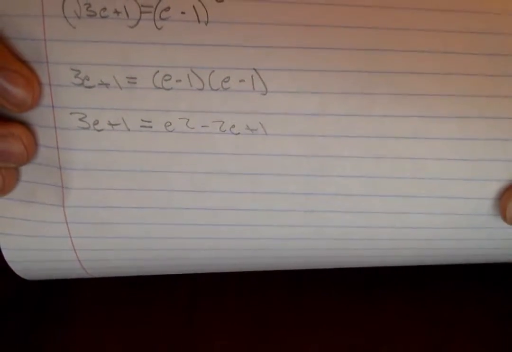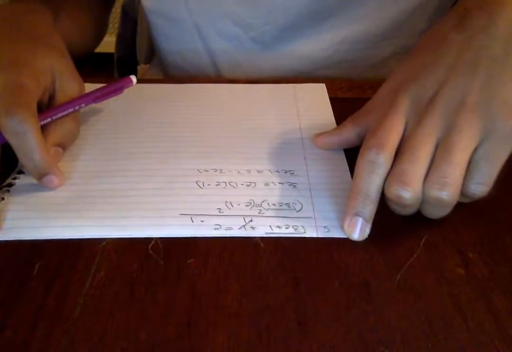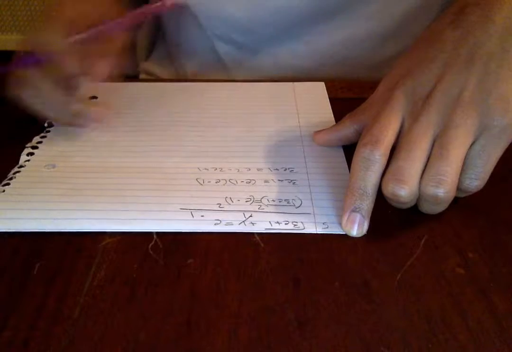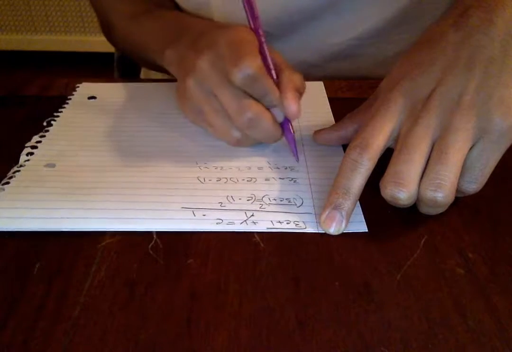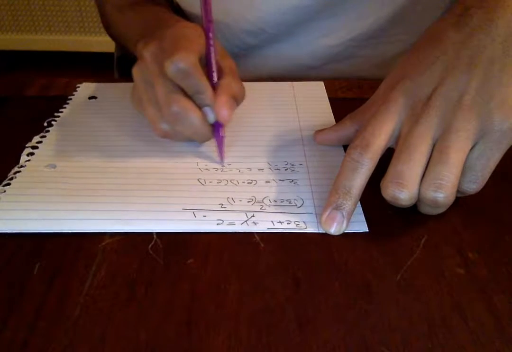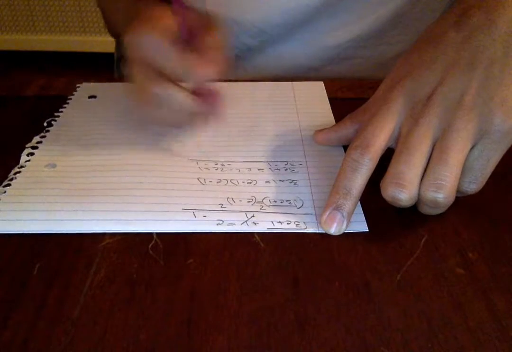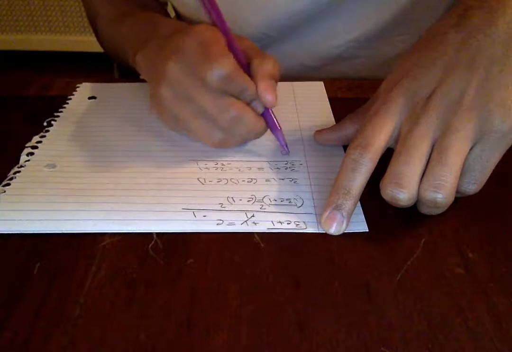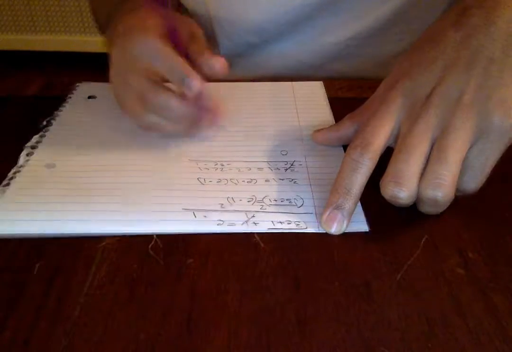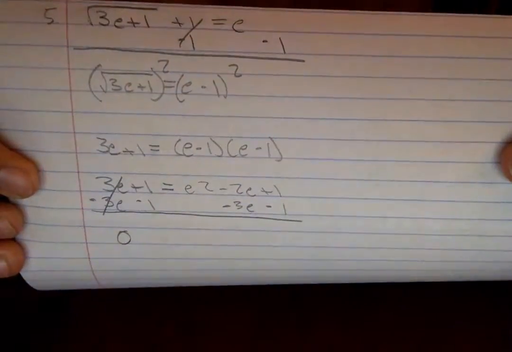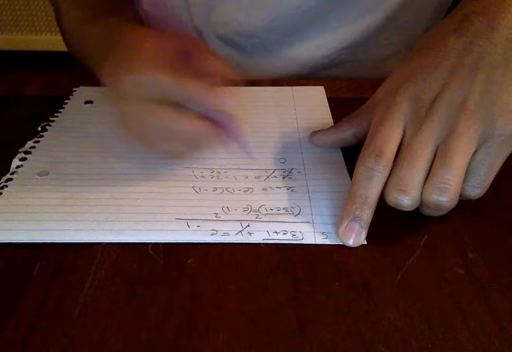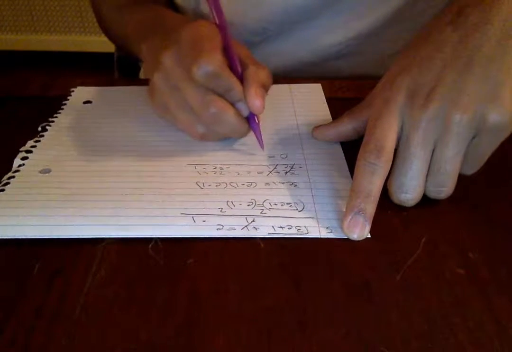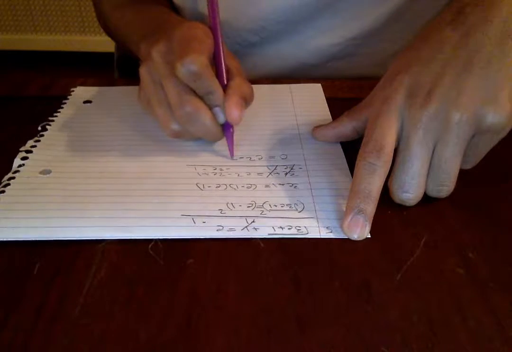Just like that. So now what you need to do is get rid of what's on the other side of the equation. So subtract 1. You also need to subtract 3e, so you can set the equation equal to 0. So 3e minus 3e gets rid of one side of the equation, and we're also subtracting 1, so 1 minus 1 gets rid of that. And now you're dealing with 0 equals e squared minus 5e.